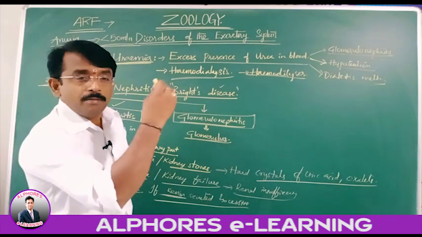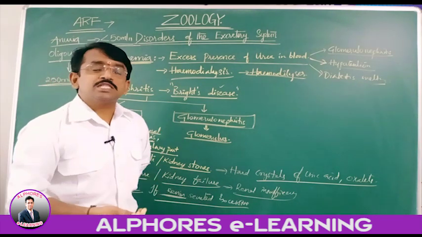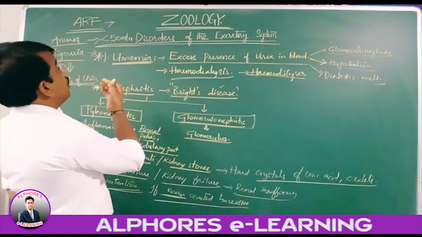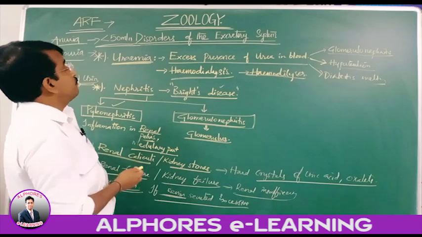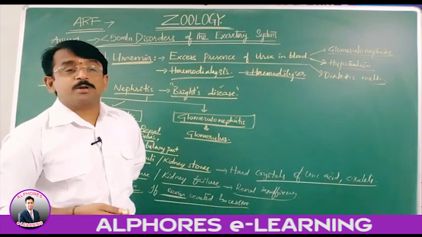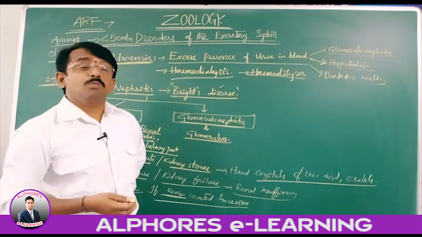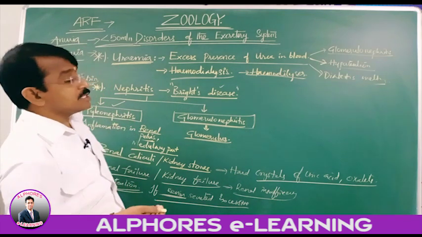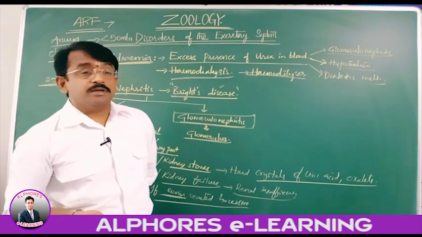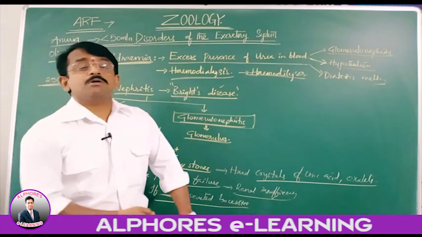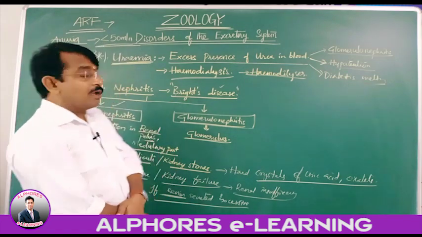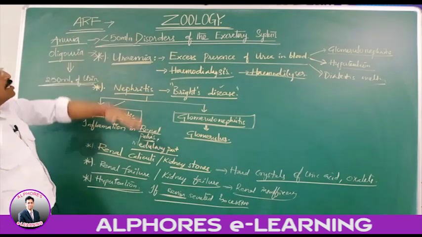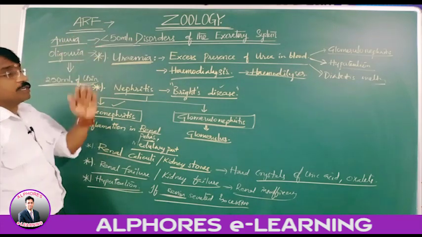Next, edema. Edema means swelling of the body parts. That is also one of the conditions we refer to under the disorders of the excretory system. And also tubular acidosis. Tubular acidosis in the sense where the acidic conditions are increased. So these are all what we referred to as the disorders of the excretory system.